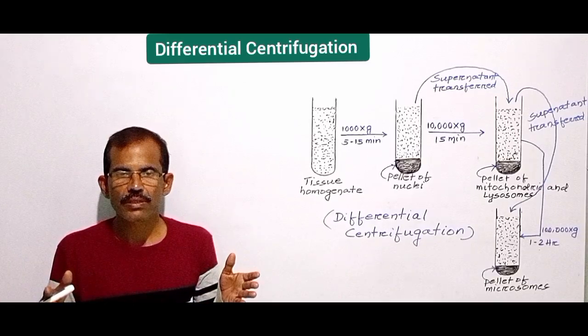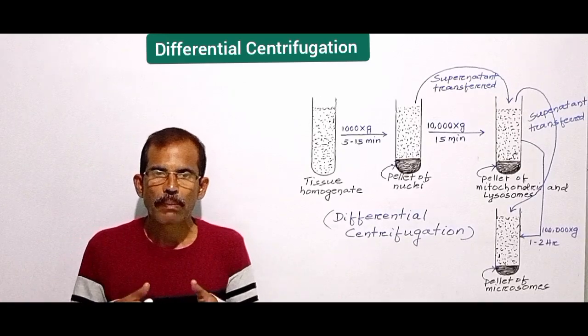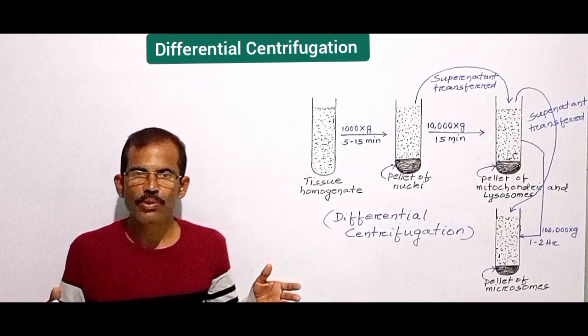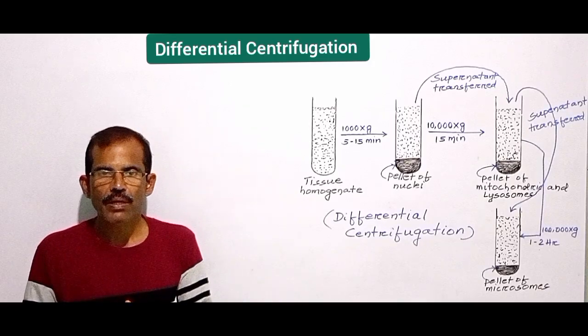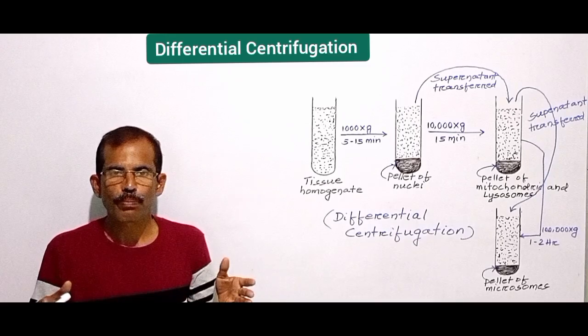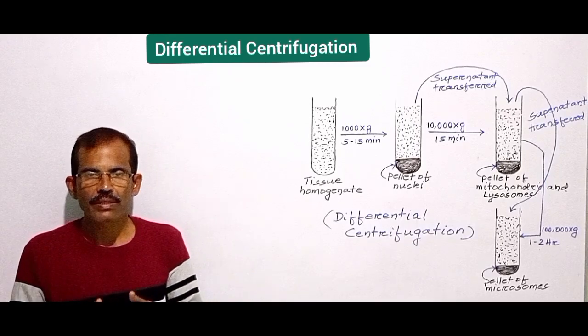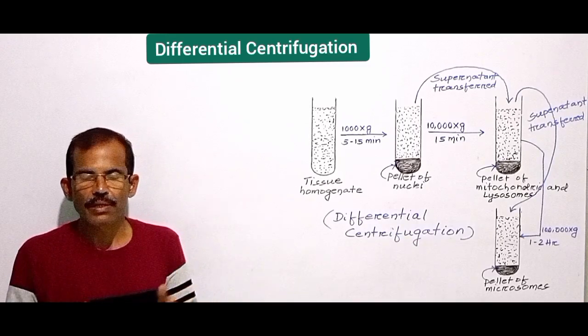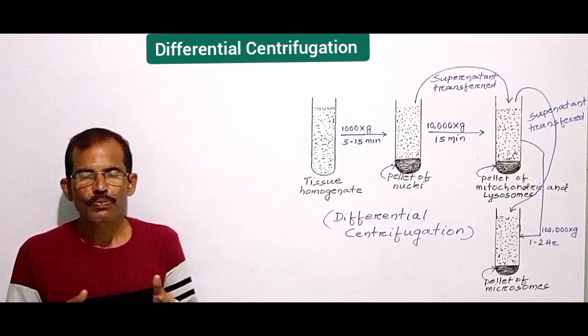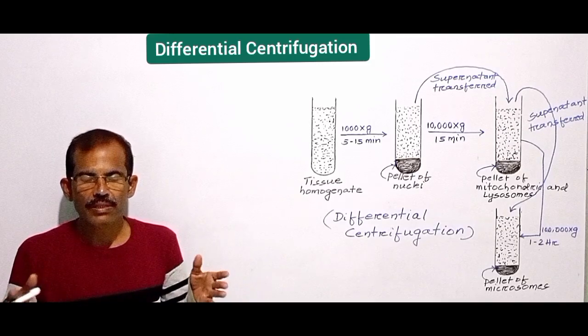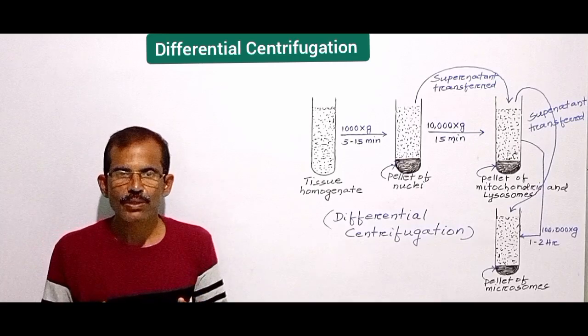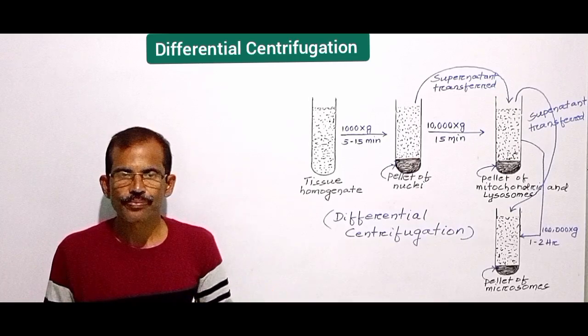Differential centrifugation utilizes multiple rounds of centrifugation at progressively higher speeds for the separation of various components based on their size and density. This allows for the separation of organelles and other cell components based on their sedimentation rate.